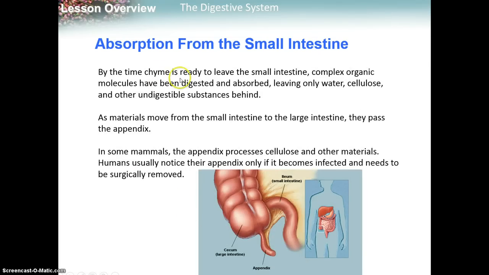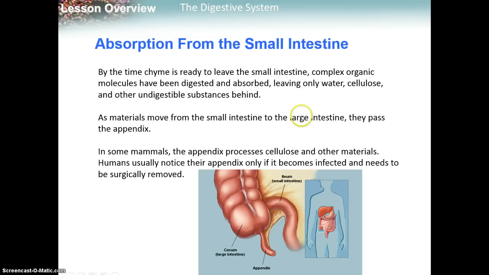By the time chyme is ready to leave the small intestine, complex organic molecules have been digested and absorbed. At this point, you pretty much only have water and cellulose left in your chyme. Cellulose is another undigestible substance, the fiber part that makes up your plant-based material.